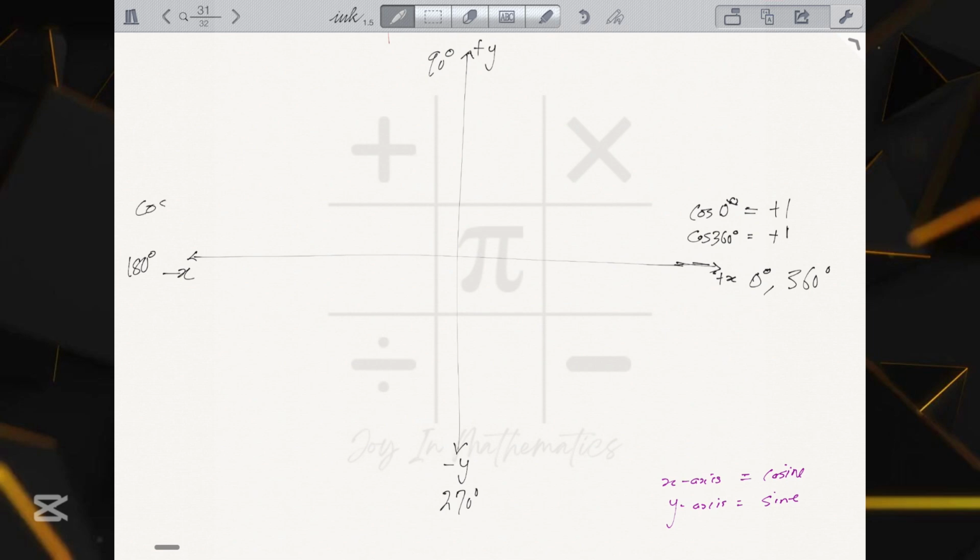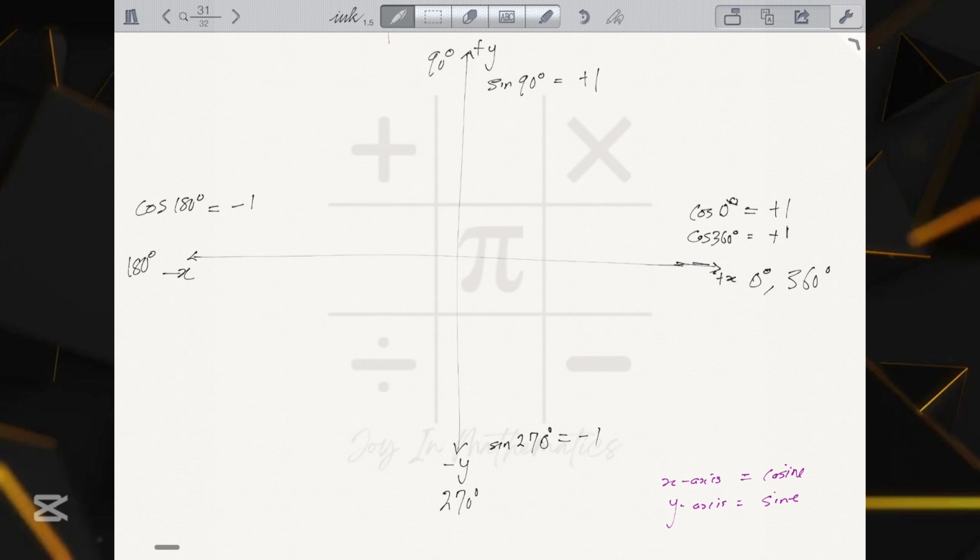However, cos 180 degrees is on the negative side of the x-axis, and since x-axis belongs to the cosine function, this will be equals to -1. Now let's move on to the y-axis. The y-axis belongs to the sine function. So I believe you guess what this means now. When it is on the positive y, it is plus 1. When it is on the negative y-axis, it is negative 1 rather. So that means sine 90 degrees will be equals to positive 1 and sine 270 degrees is equals to what? Negative 1.